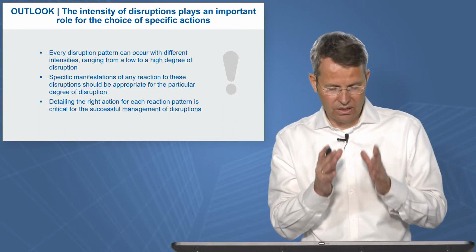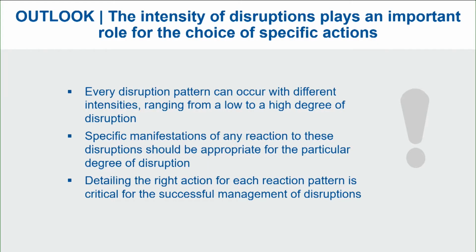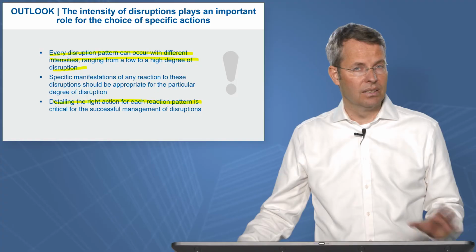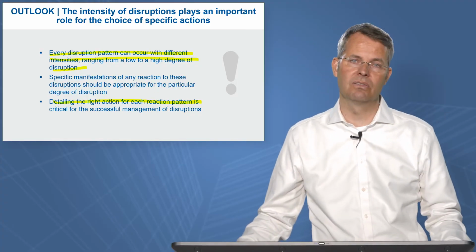Since we have a long list of reaction patterns, now we know that every disruption pattern can occur with different degrees of disruption. And understanding that degree of disruption now helps us to detail the right action for each disruption pattern in order to know what is really the right reaction of your company. Sounds complicated right now? It's going to be very easy if we look at the videos from next week.